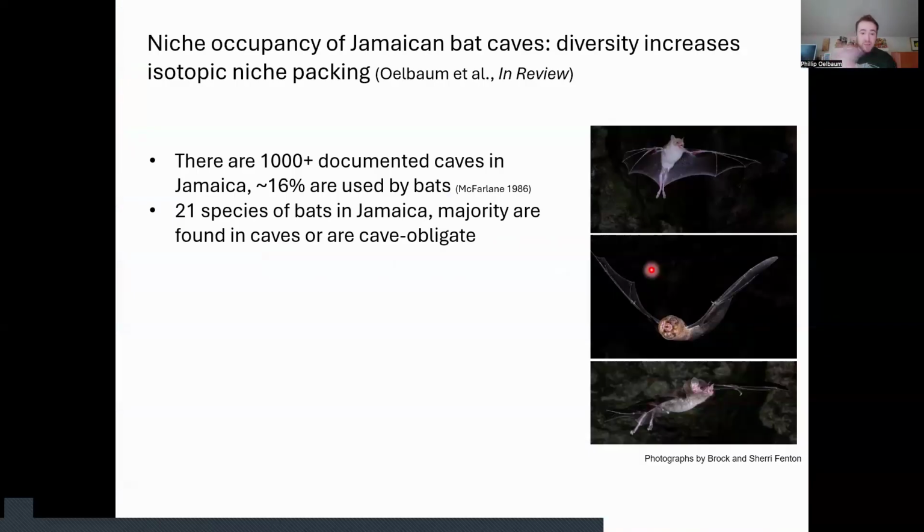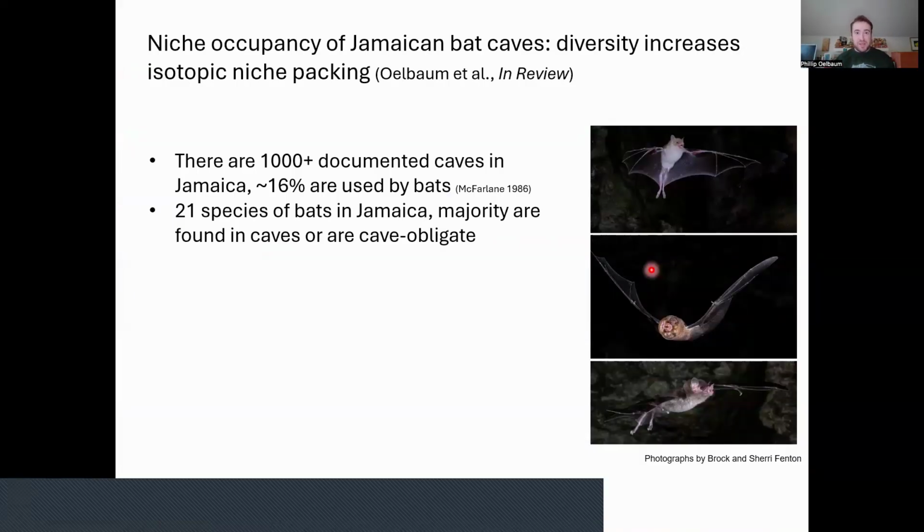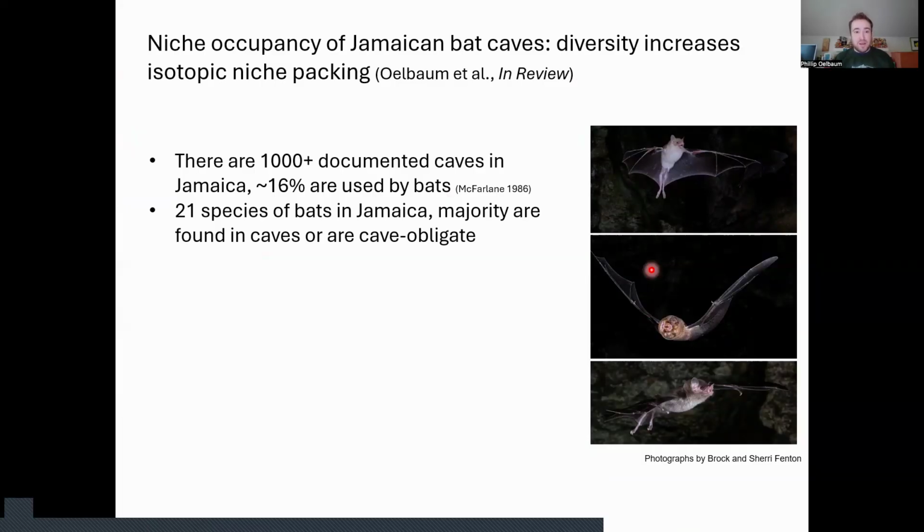Anyways, I digress. Back to niche occupancy. This is one of the chapters from my dissertation that's currently in review at a journal. Just to give you some background on the bats of Jamaica beyond my personal connections, there are 1,000 documented caves in Jamaica.